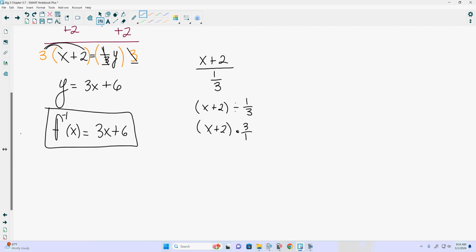To divide fractions, we keep, change, flip. Keep the first one the same, change it from division to multiplication and flip. And then multiply and get the exact same thing. So we might as well just multiply by its reciprocal, than try to divide and go from there.